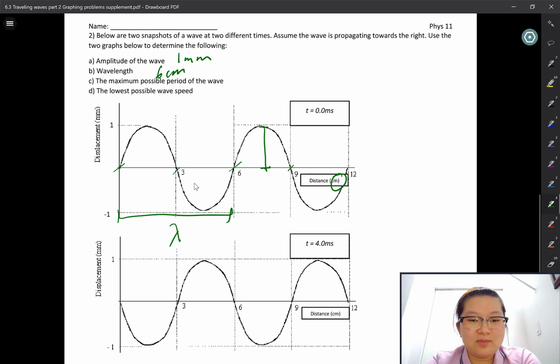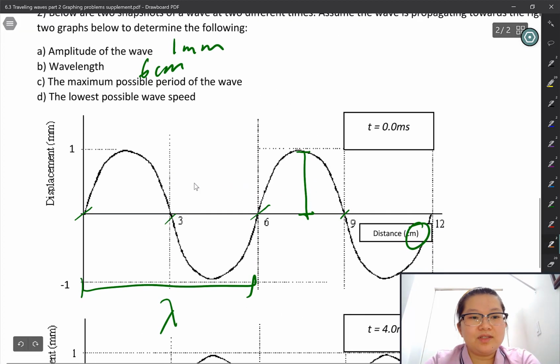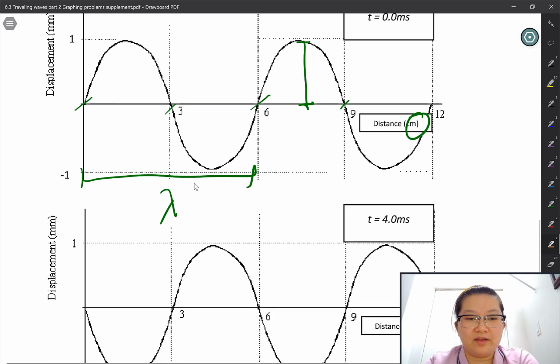Okay, so this is where it gets a little bit tricky. The questions C and D require you to think about what the wave is doing. So let's take a closer look at these two waves. The question is asking for the maximum possible period of the wave.